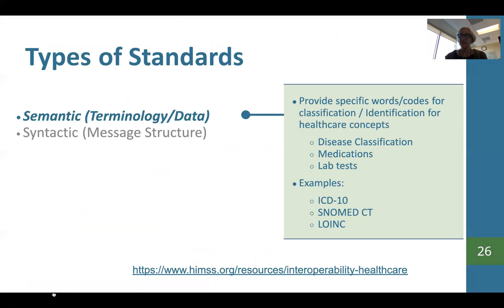Types of standards: semantic and syntactic. Semantic provides specific words and codes. These are the ones you're probably most familiar with. ICD-10, diabetes type 2, medications, penicillin, lab test, finger stick glucose. They would all have specific codes associated with them. They would be things using ICD-10, SNOMED, or LOINC.